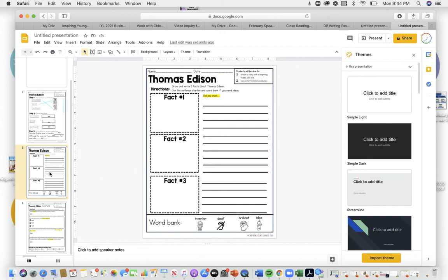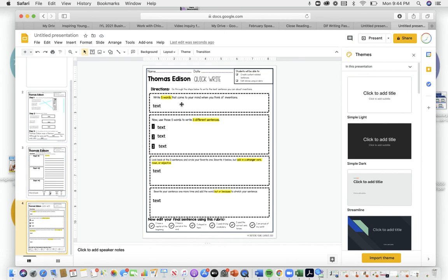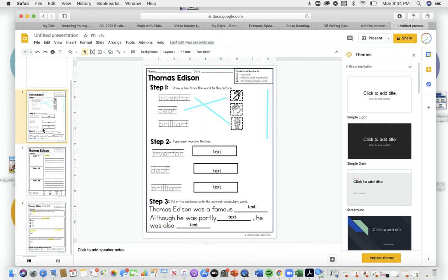You could also turn this into a research project and have them explore and research some more about Thomas Edison or whatever the topic is. And then the last part is this quick write, where they're going to just quickly write 5 words about Thomas Edison and then put those words into 3 sentences. Then they add in a stronger verb, a stronger noun, a stronger adjective, and then they expand it by adding but or because. So those are the writing passages that you can use to extend your close reading time.